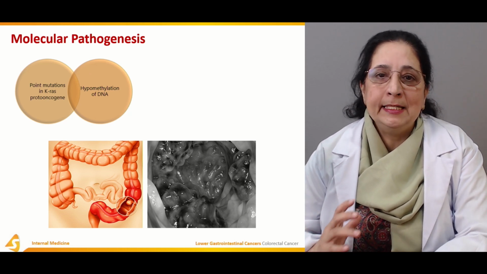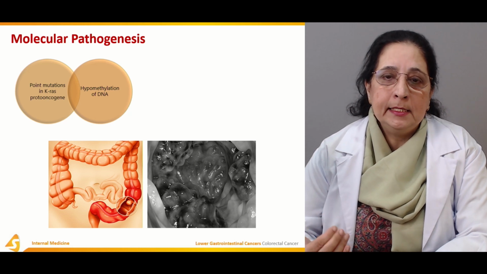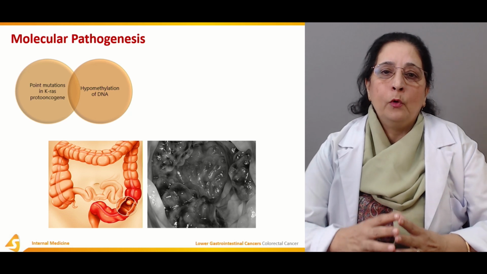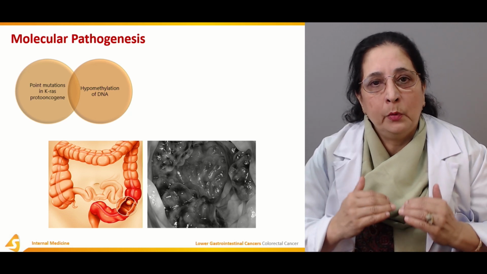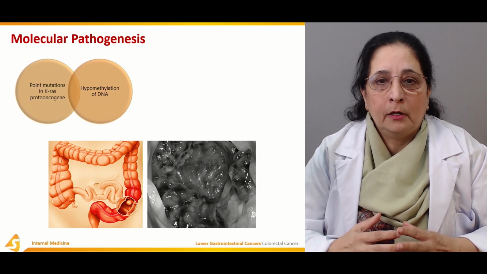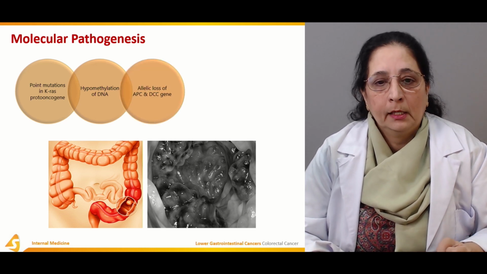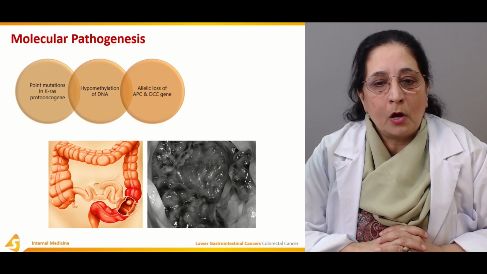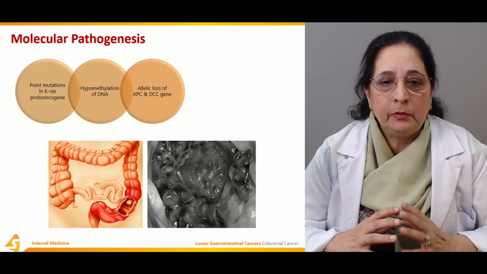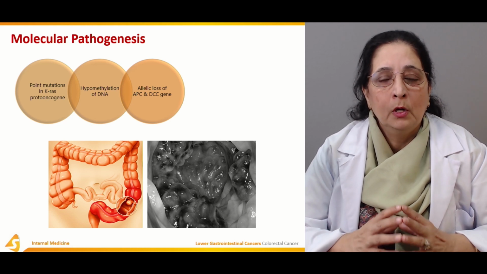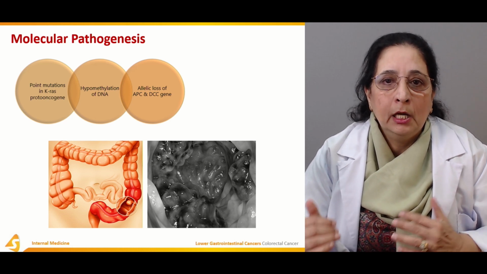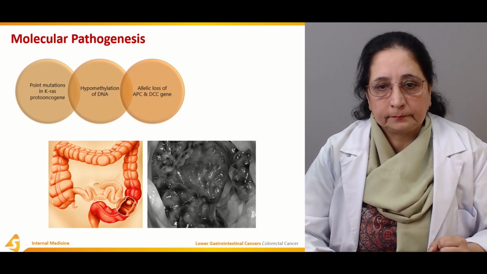Hypomethylation of DNA. DNA is deoxyribonucleic acid, and hypo means a decreased level, so hypomethylation is decreased methylation of DNA. Then we have allelic loss of the APC and DCC genes. So there is loss of these genes that can lead to colon cancer.